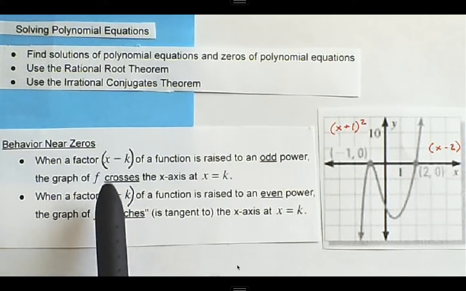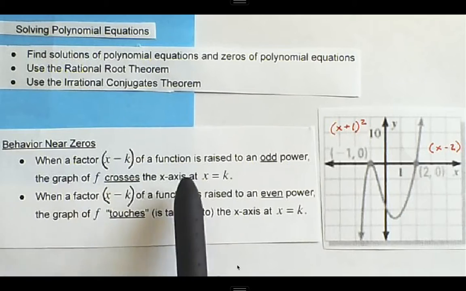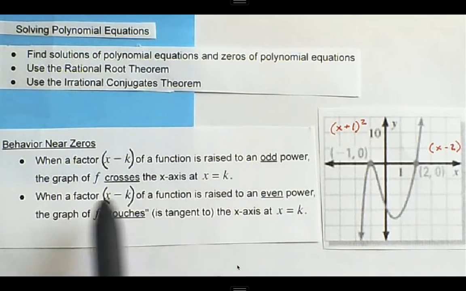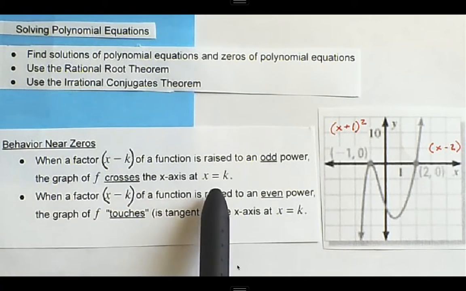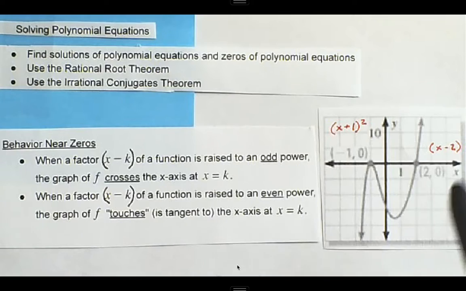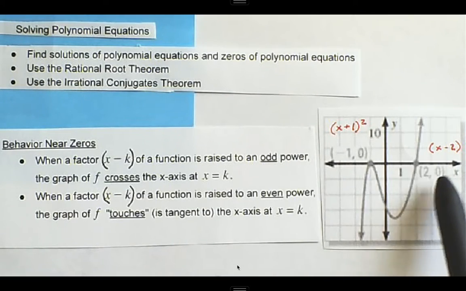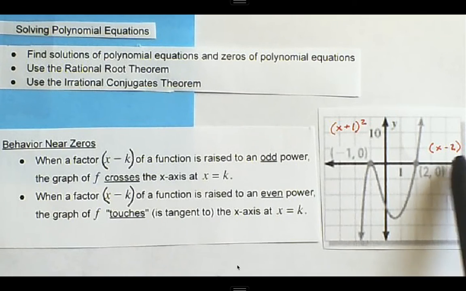When factoring, if we get a binomial x minus k of a function that is raised to an odd power, 1, 3, 5, 7, the graph of f crosses the x-axis at x equals k. And so here we have the polynomial actually crossing the x-axis at x minus 2. And we know that whole binomial is raised to the 1 power up here. If it's not written down, we understand that it's 1.